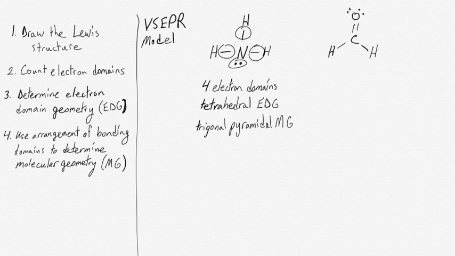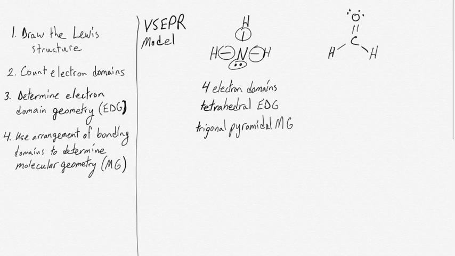Once we've determined the molecular geometry, we know something about the bond angles within that molecule. So we know something about the 3-dimensional shape of the molecule. Within a tetrahedral electron domain geometry, we know that all of the bond angles have to be equivalent. They're all 109.5 degrees.